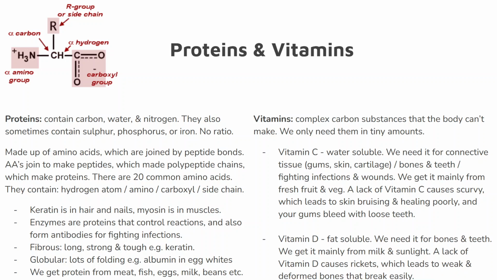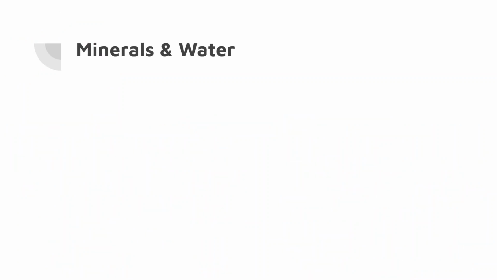Your vitamin D is your fat soluble vitamin. Basically, this dissolves in fats, and we need it for healthy bones and teeth. We mainly get it from milk and also from sunlight. A lack of vitamin D can cause rickets, which basically leads to weak and deformed bones that can break really easily.